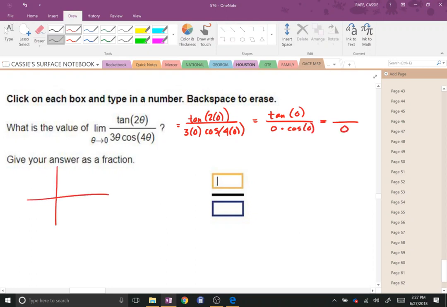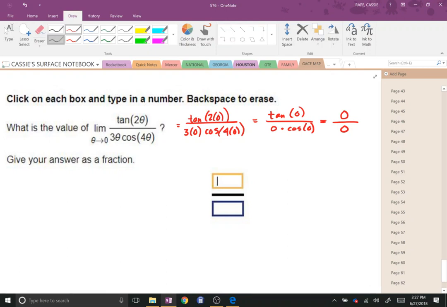And if you think about the unit circle, this point right here is 1, 0. So at 0, the tangent is y over x, so 0 over 1. All right, you get 0 over 0, which is not a number. It's undefined because of the bottom, and 0 over 0 is indeterminate.